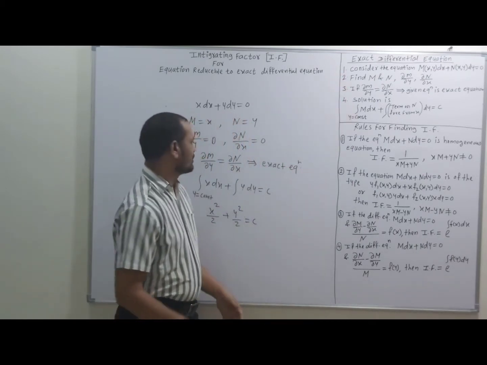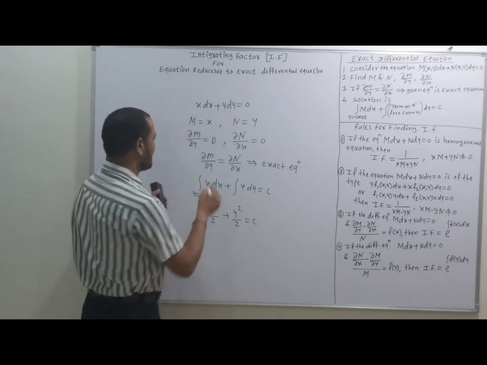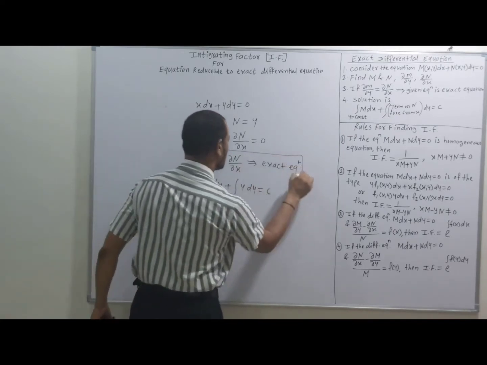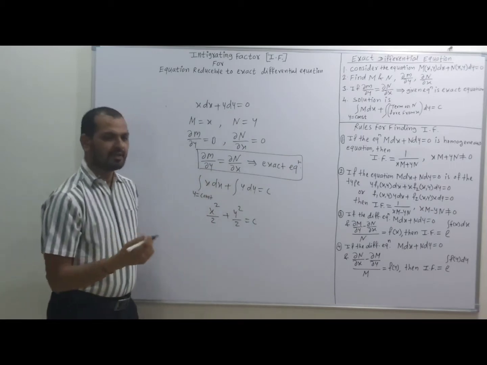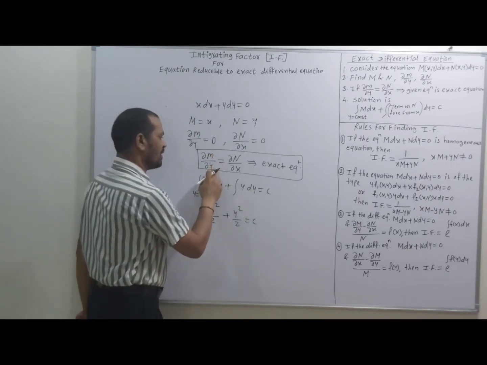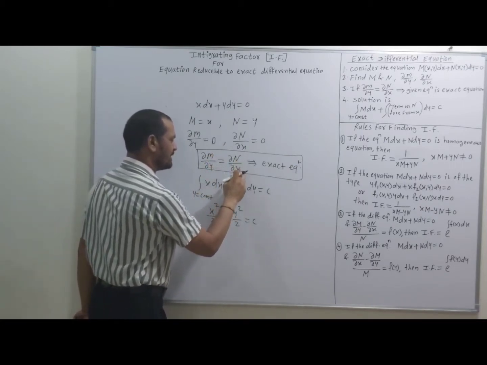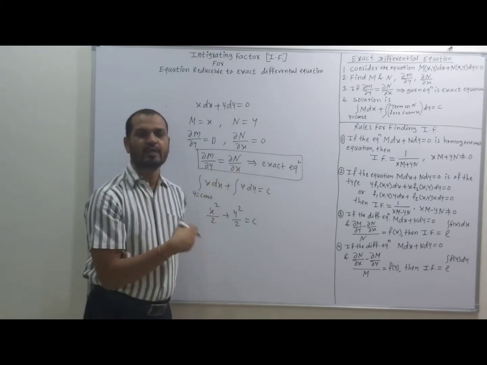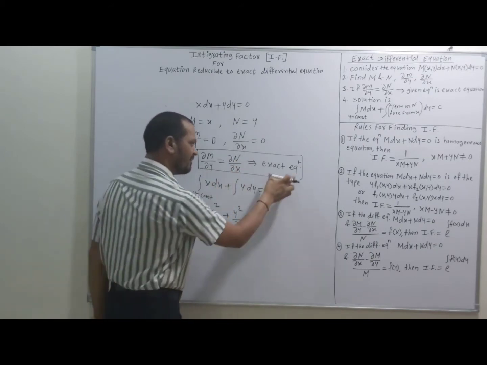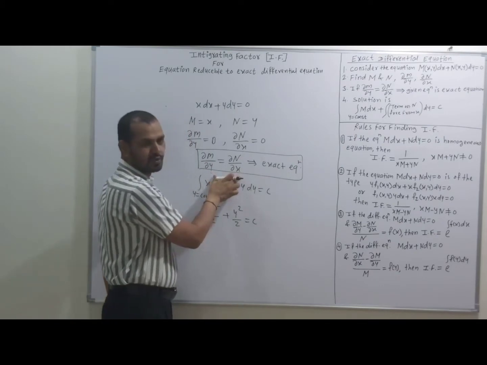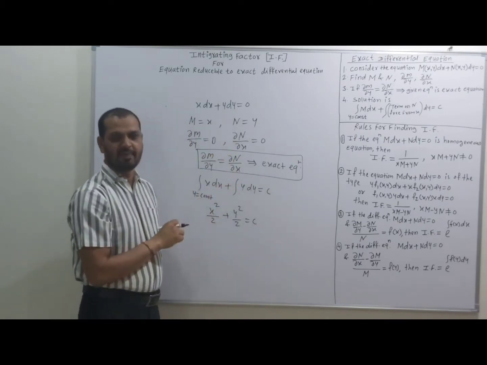So friends, the equation becomes exact if this condition holds. That means if the partial derivative of M with respect to y is equal to the partial derivative of N with respect to x, then and only then the given equation is exact. And if the equation is exact, then this condition holds. So this is one example related to it.